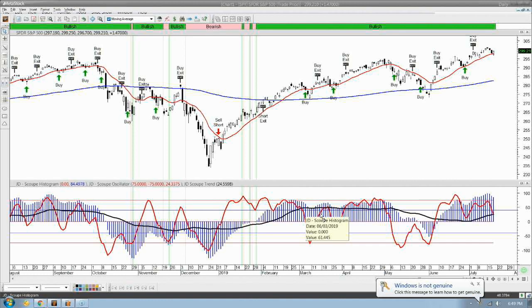Another question: what periodicities does this work with? I think they're wondering if this works with intraday periodicities, and how long to stay in a trade. Absolutely, for the Scoop, absolutely. For the system, to be perfectly honest with you, the shorter time periods you go, the harder it is to make systems work at all because there is more randomness at smaller time frames.